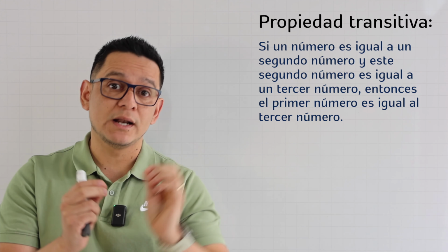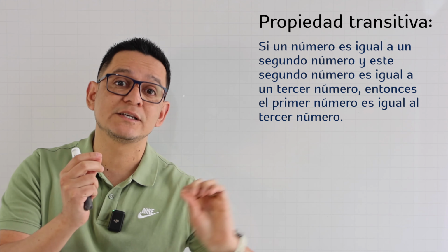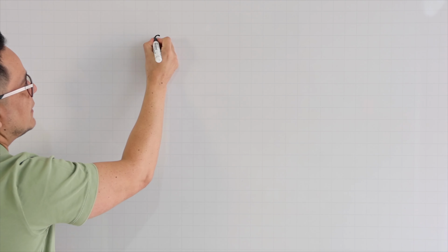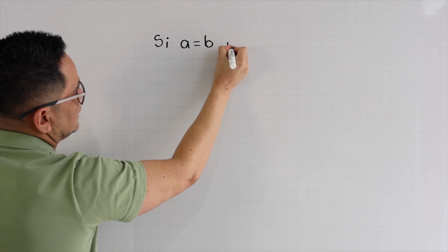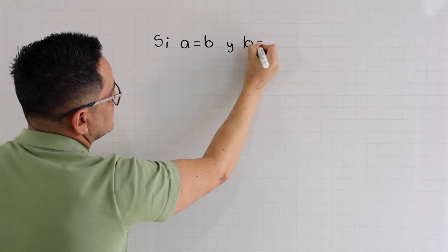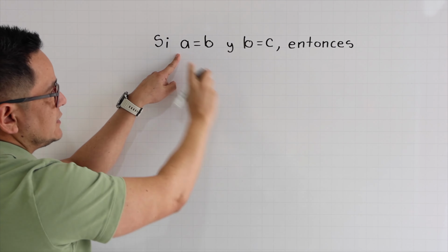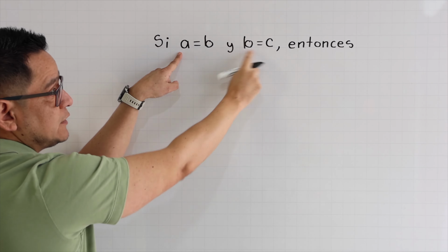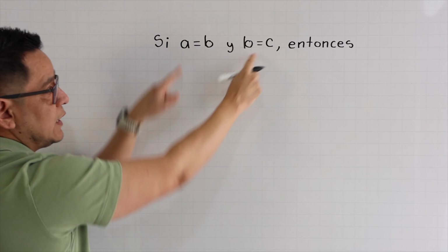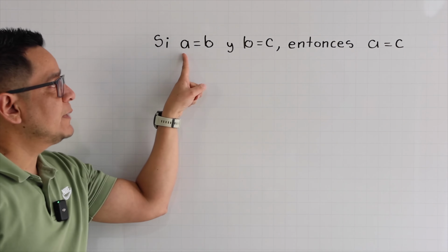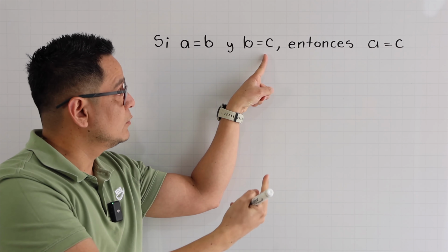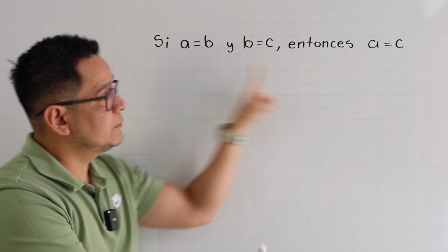Transitive property. If a number is equal to a second number, and this second number is equal to a third number, then the first and the third number are equal. We can write this as follows. Let's say if A is equal to B, and it also happens that B is equal to C, then A is equal to, who is it equal to, right? Since A is equal to B, and B at the same time is equal to C, therefore A is equal to C. That's why I was saying, if a first number is equal to a second number, and the second number is equal to a third number, then the first and the third number are equal.